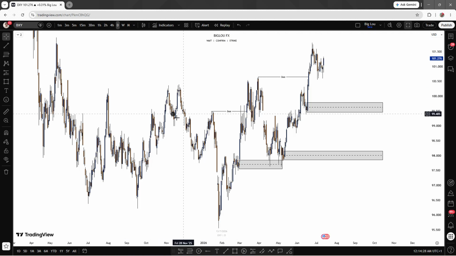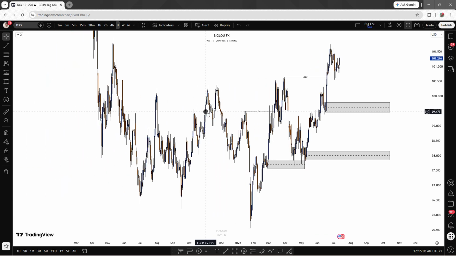So if I come to the daily, I want to see what the market is currently doing, where it's reacting from, where it's heading to. The two things I want to see on the daily are where the market is reacting from and where it is heading to. Reacting from, heading to. Where is the market reacting from? Where is the market heading to? These are the two questions I want to ask myself when I come to the dollar index.